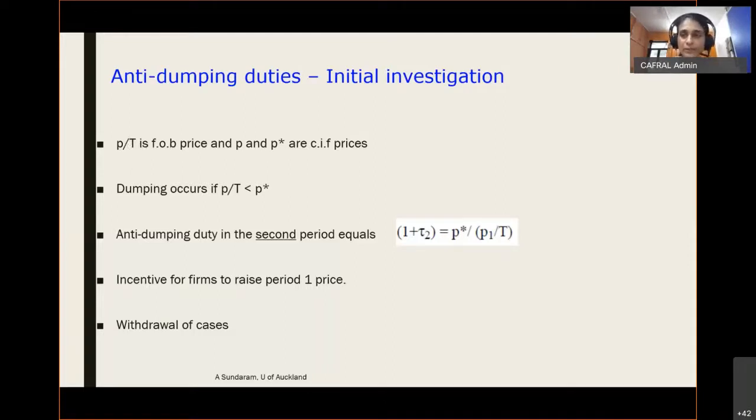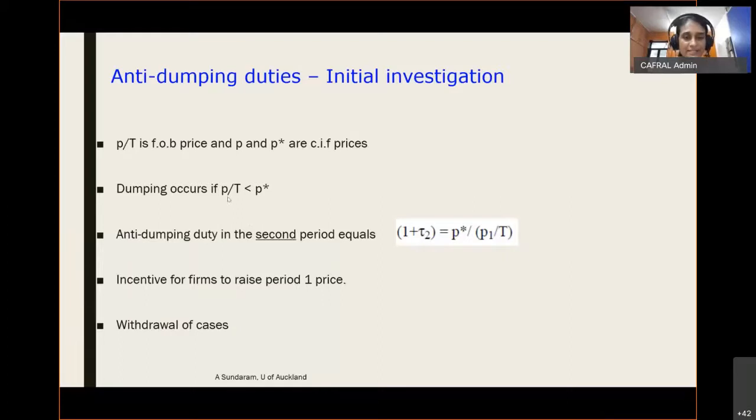So the way the WTO would look at this is it will say, okay, let's look at the FOB price in Turkey, which is P over T. If that price is less than the price that the firm is selling in Turkey, in the Turkish market, then that is constituted as dumping. Okay? So the FOB price in Turkey is less than the Turkish price.